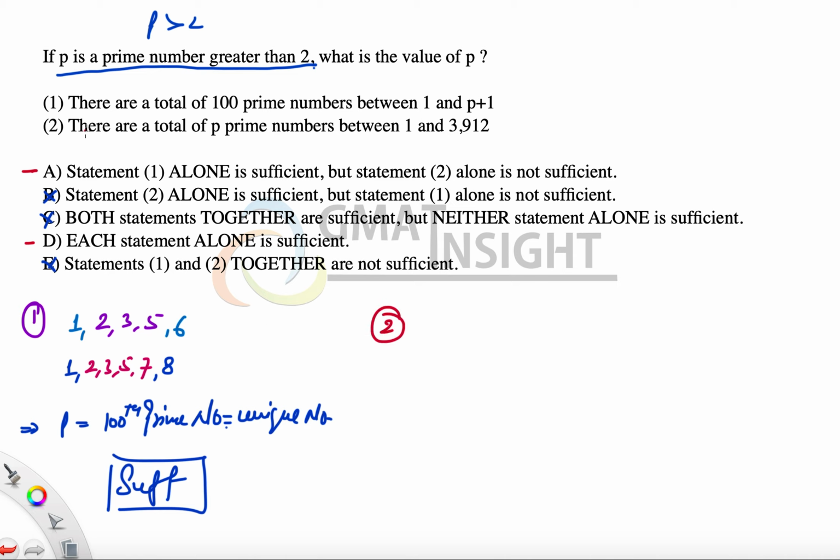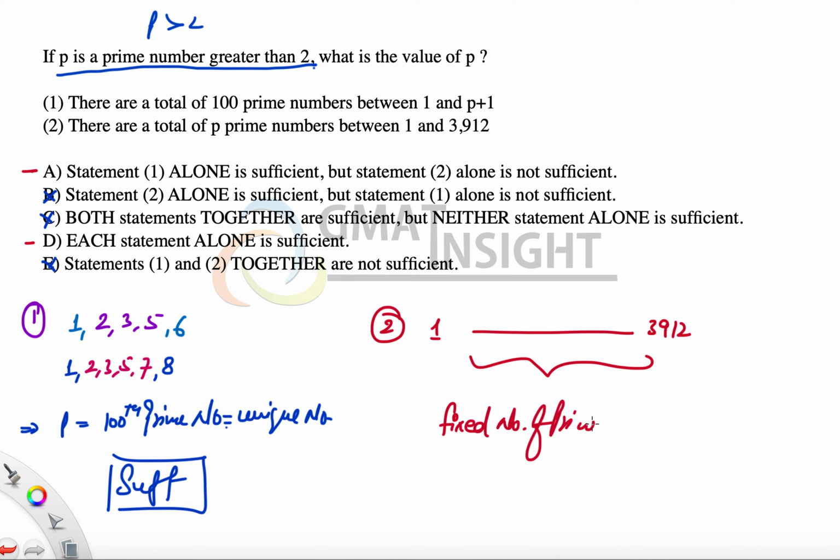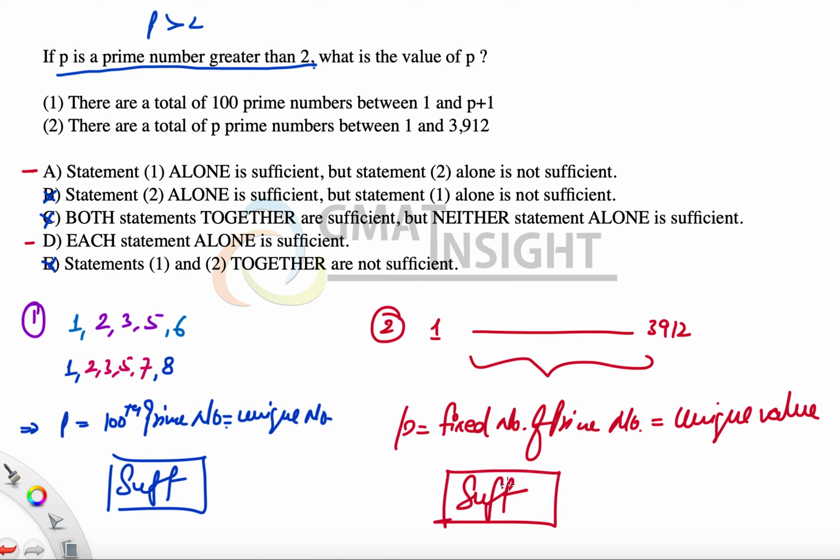Now let's look at the second statement, which says that there are a total of p prime numbers between 1 and 3912. So between 1 and 3912 there will be a fixed number of prime numbers. That means finally we will have the unique value of p, and that's what we wanted to assess, whether this statement leads us to the unique value of p or not. And then we are sure that between 1 and 3912 there will be a fixed number of prime numbers which we can find out, and that will be the value of p. Therefore the second statement alone also is sufficient to answer the question.